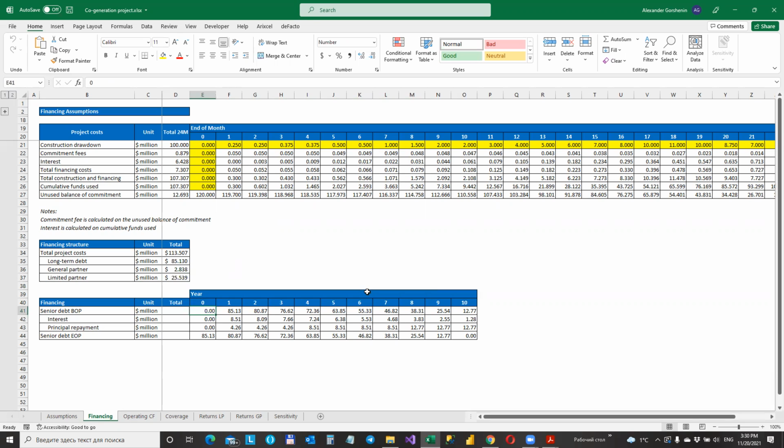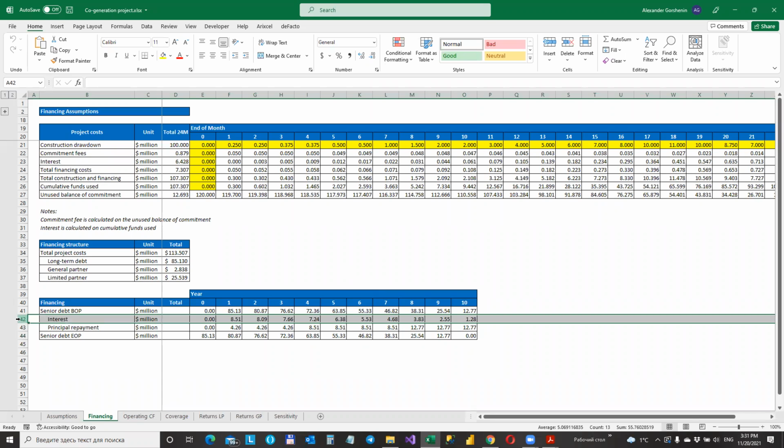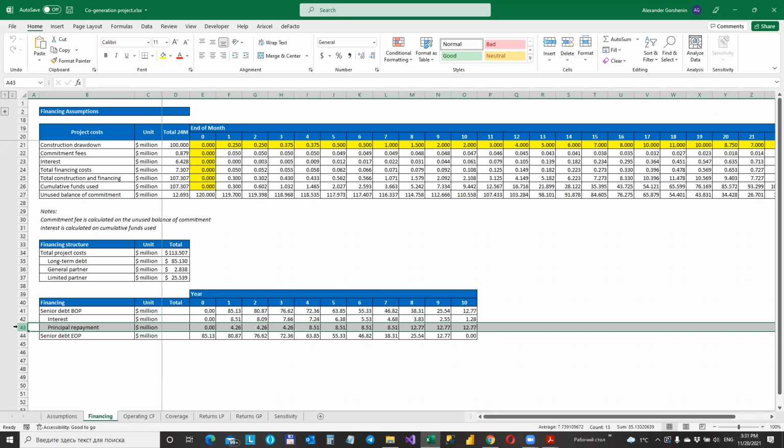And also we have this financing schedule where I have the senior debt at the beginning of the period and the interest charged, the repayment of the principal, and the senior debt at the end of the period. And you can see that it will all be repaid in year 10. So it's also additional assurance for us and for lenders too, that all the debt will be well served and repaid in 10 years.